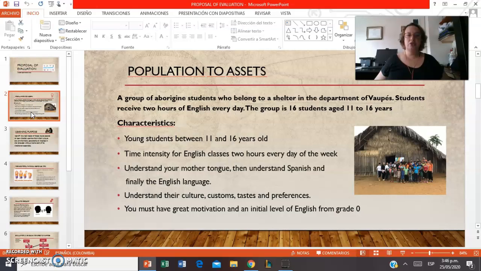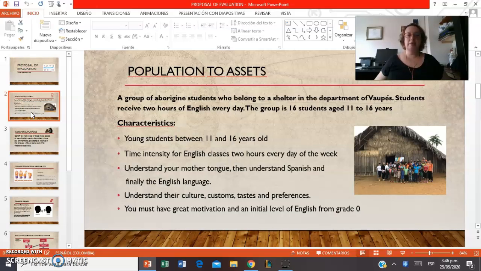Characteristics: young students between 11 and 16 years old. Time intensity for English class is 2 hours every day of the week. They understand their mother tongue, they understand Spanish, and finally the English language.